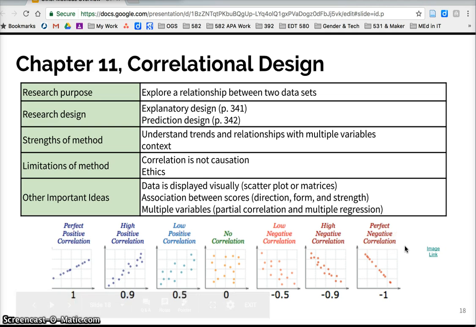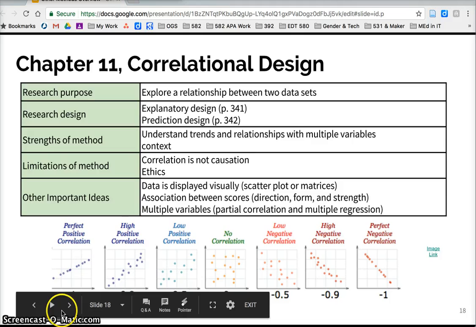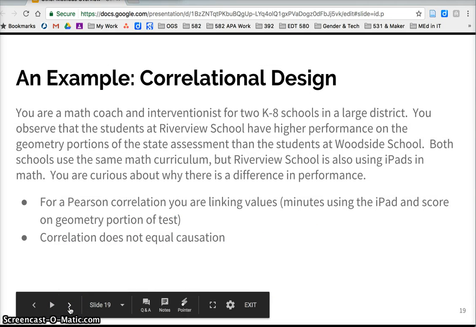So for instance, if we increase the number of minutes at recess, do we then see a decrease in the off-task behaviors of students? You know, would we see a negative correlation in that case? So for our study about the math coach and interventionist, for a Pearson correlation, you're linking values. So perhaps you could look at minutes using the iPad and score on the geometry portion of the test.